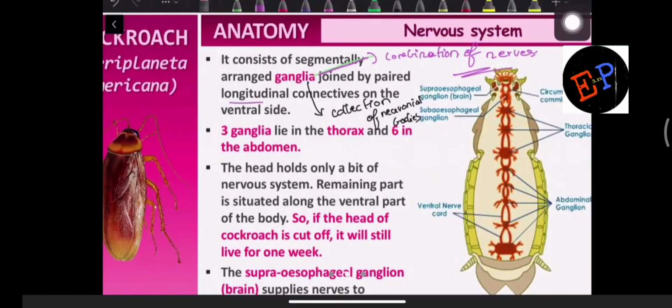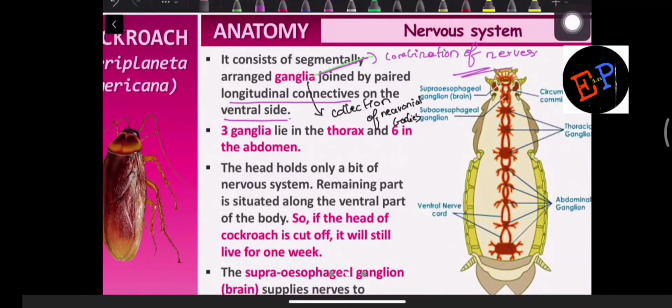Eight longitudinal connectives on the ventral side. So these ganglia, on which side are they present? The group of nerves is present on the ventral side. Ventral side means the front region; the dorsal side is called the back region. Okay. So three ganglia lie in the thorax and six lie in the abdomen.